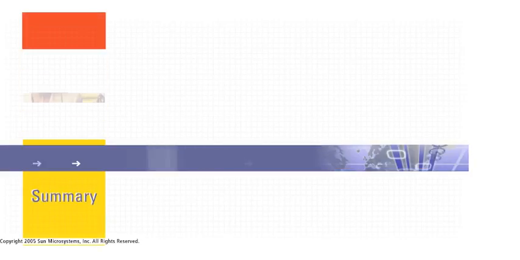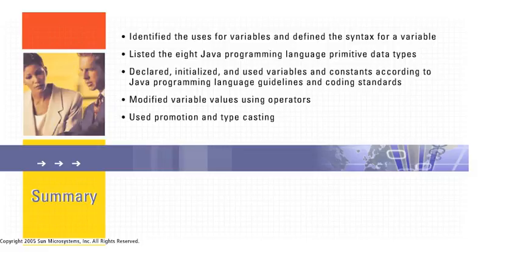In this module, we've talked about variables. We've learned how to declare them, initialize them, and use them. We've also learned about the 8 Java programming language primitive data types. These were byte, short, int, long, float, double, char, and boolean. We've also learned about constants and some of the operators we have access to, such as addition, subtraction, and the increment and decrement operators, as well as promotion and typecasting from one data type to another.